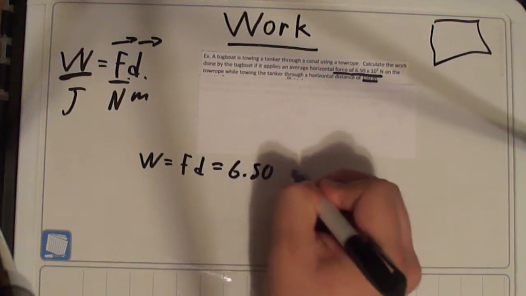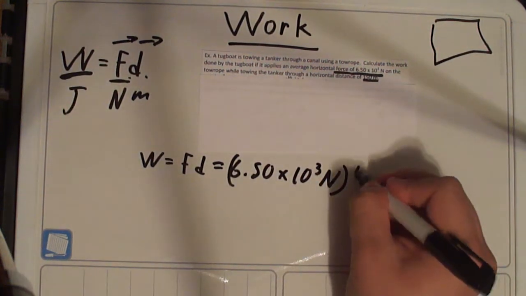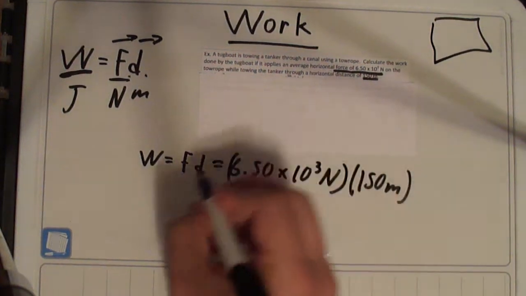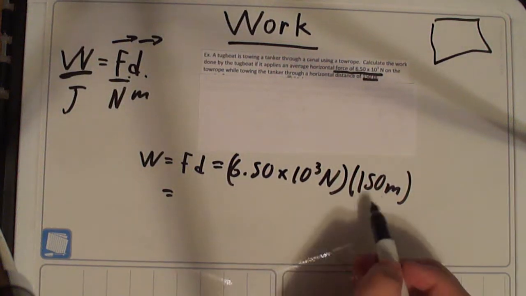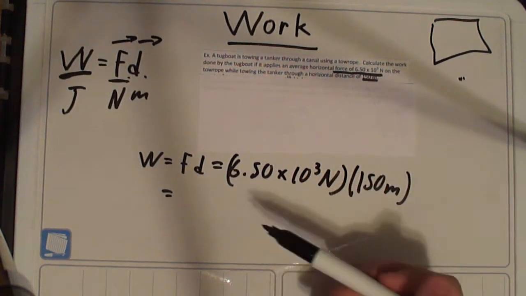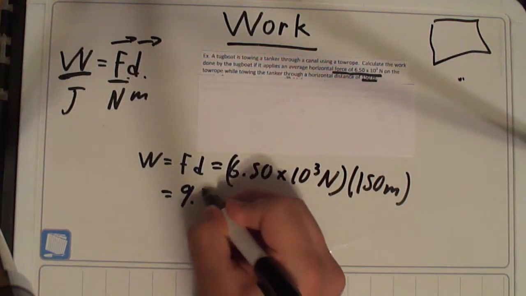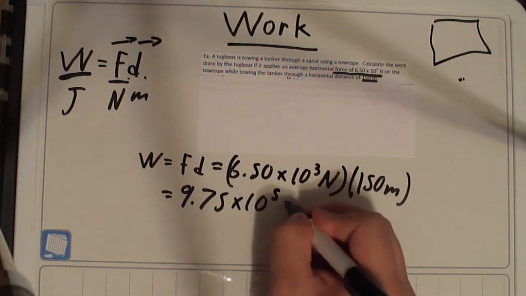6.50 times 10 to the 3 newtons times 150 meters. So that's 6.5 times 10 to the 3 multiplied by 150. Since we only want 3 significant digits, because you have 3 here and 3 here, and you're multiplying, like I said, check back on the scientific notation video if you don't understand that. And so what you're going to get is 9.75 times 10 to the 5 joules.